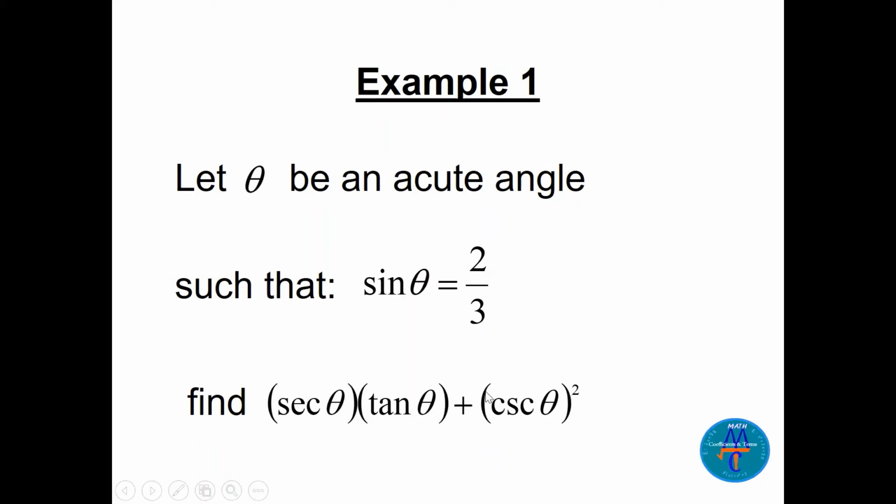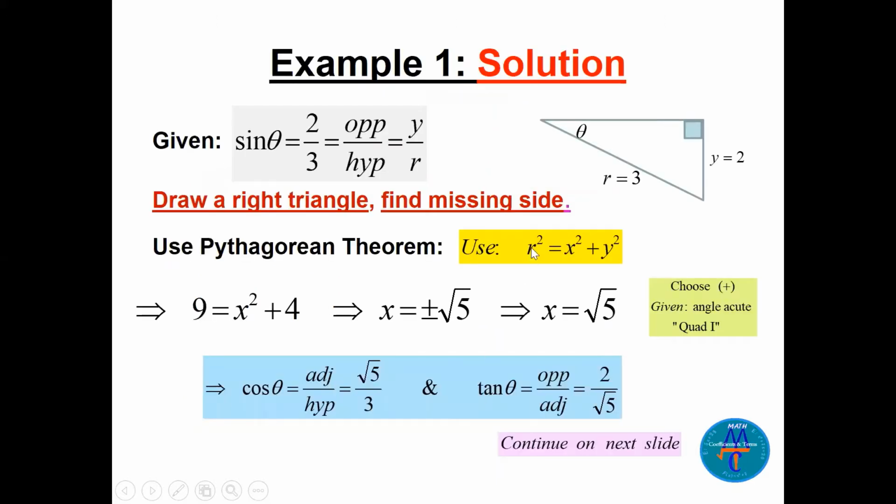So we make a right triangle. I'll show you how. Just draw any right triangle you like and put theta here, but make sure sine theta is 2 over 3, that's given. So the 2 should be the opposite here, because 2 over 3 is the opposite over hypotenuse. This is 3 now. So what's missing is this side.